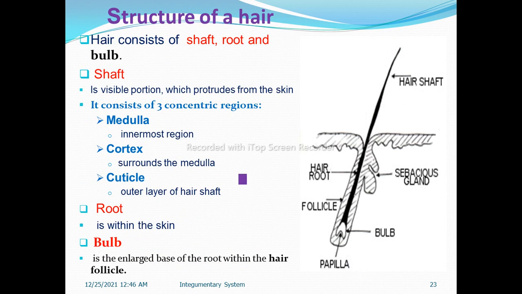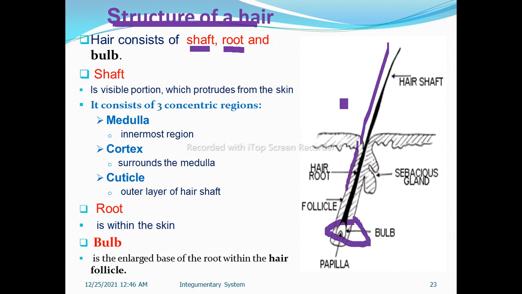So when we are looking at the structure of the hair, it can be divided into 3 parts: shaft, root, and bulb. This is the shaft; from this point up to this point is known as the root, but this area is known as the bulb. So hair has 3 parts: shaft, root, and bulb. This larger area is known as the bulb.